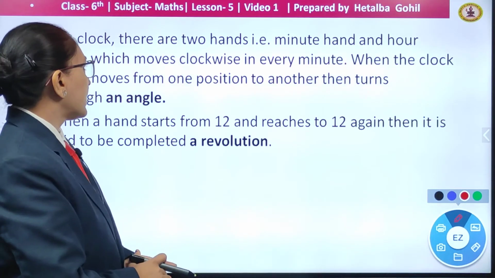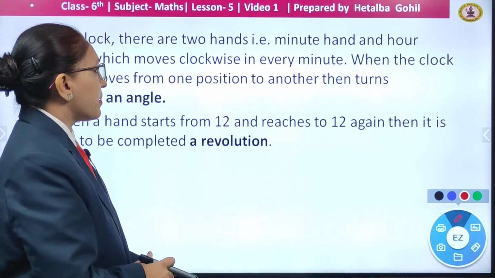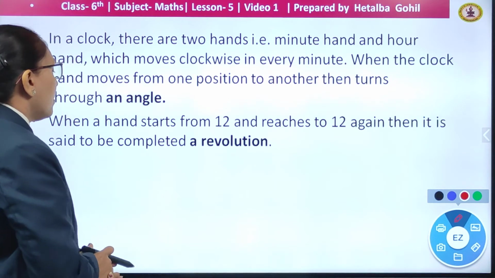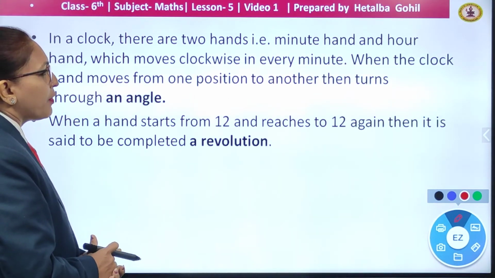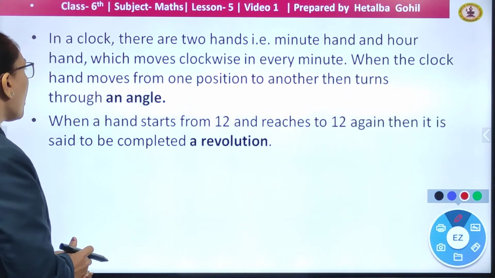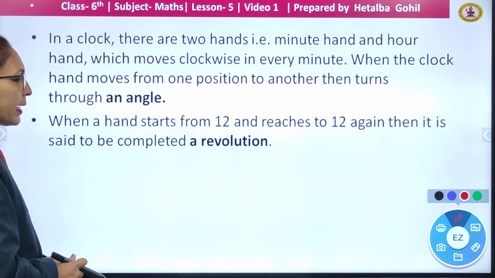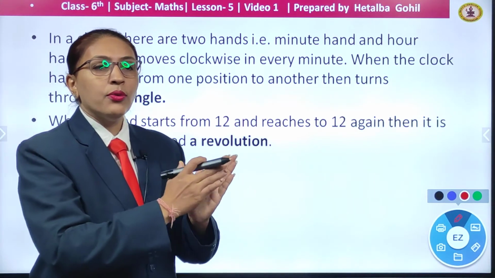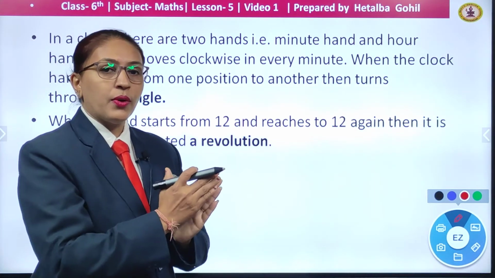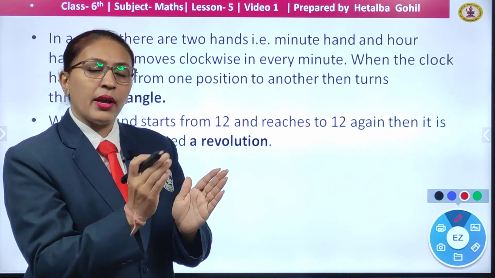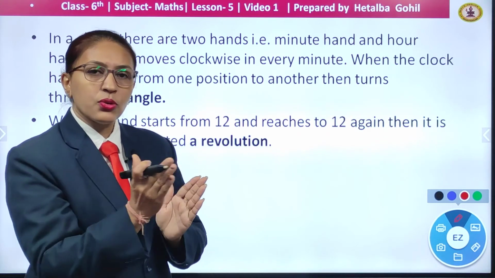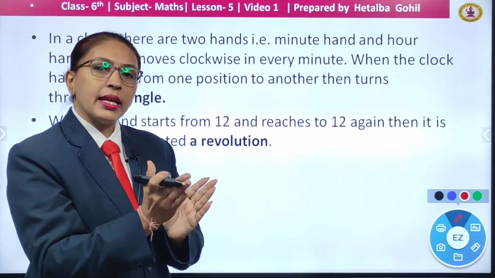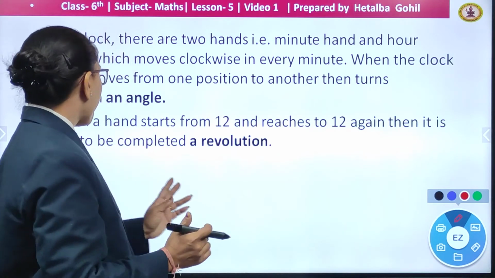In a clock, there are 2 hands, the minute hand and the hour hand, which move clockwise every minute. When the clock hand moves from one position to another, it turns through an angle. Now, we are coming to the angle. If the position changes every minute, the minute hand is going to move, so it changes its angle every minute.